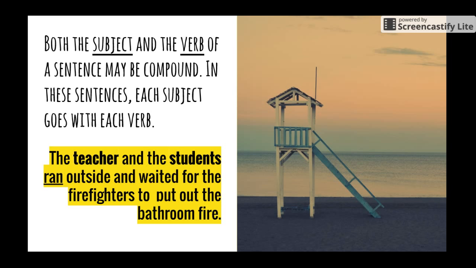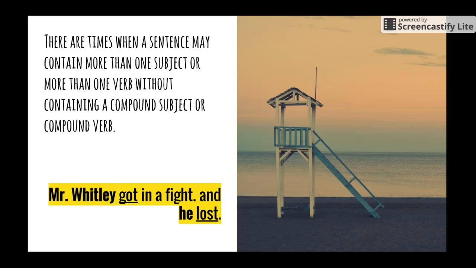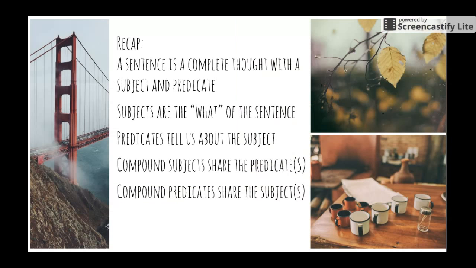Now, just because there are two subjects and two verbs doesn't mean that they are compound, because there are going to be times when you have one sentence with multiple subjects and multiple verbs in it. For example, Mr. Whitley got in a fight and he lost. Mr. Whitley and he are not a compound subject. Got and lost are not a compound predicate. These are two separate clauses.